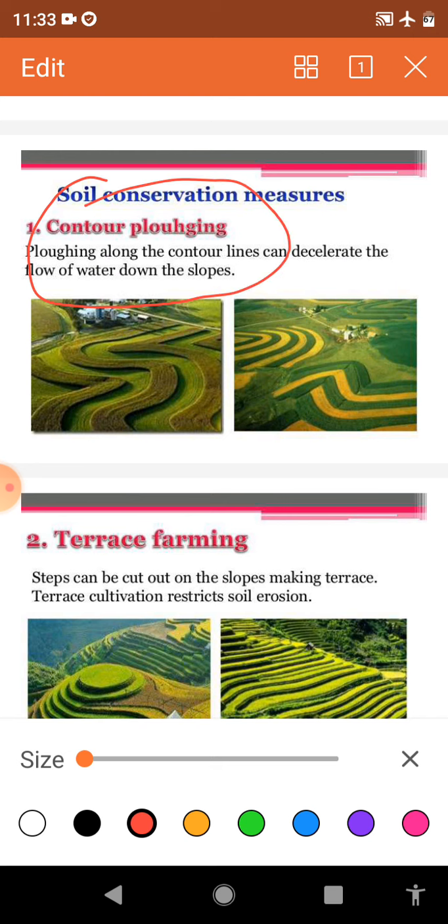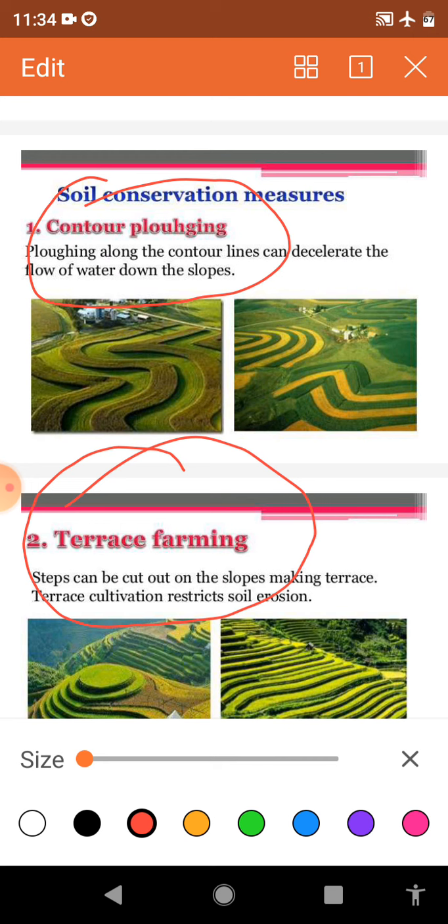What is contour plowing? What I discussed in the previous video. The tilling of land or plowing of land parallel to the contour lines against the slope of the hill is known as contour plowing. And what is contour line? In science you might have studied, the imaginary lines which are joining the places having same elevation or height above the mean sea level. So in this type of plowing, the farmers are tilling the land just parallel to the contour line against the slope of the hill.